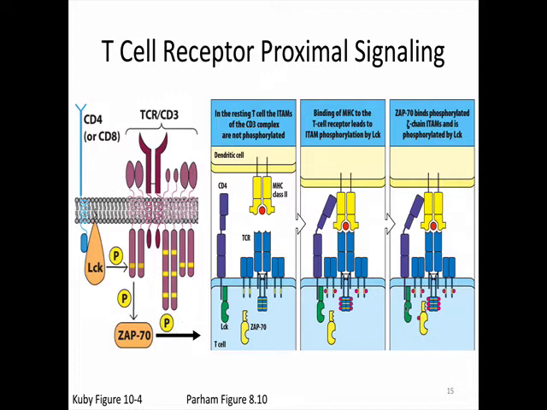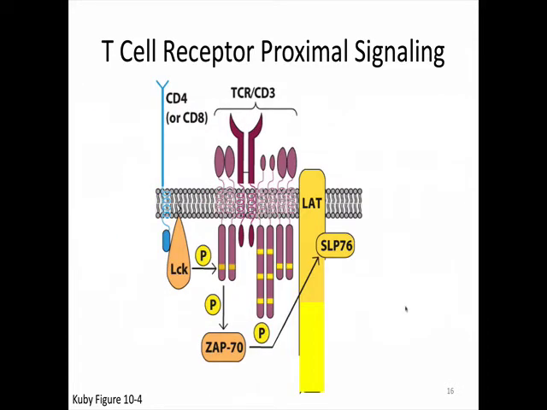ZAP70 is also a kinase, and it's also going to be able to phosphorylate a number of different partners. So once we have the phosphorylated ITAMs on CD3, ZAP70 is able to be recruited, and it's able to start phosphorylating more targets. There are a bunch of other proteins that come in after ZAP70. I'm going to mention two of them, and I'm going to honestly tell you that they're interchangeable, although that's probably not really true, but for our purposes, they can be interchangeable. These two proteins are known as LAT and SLP76.